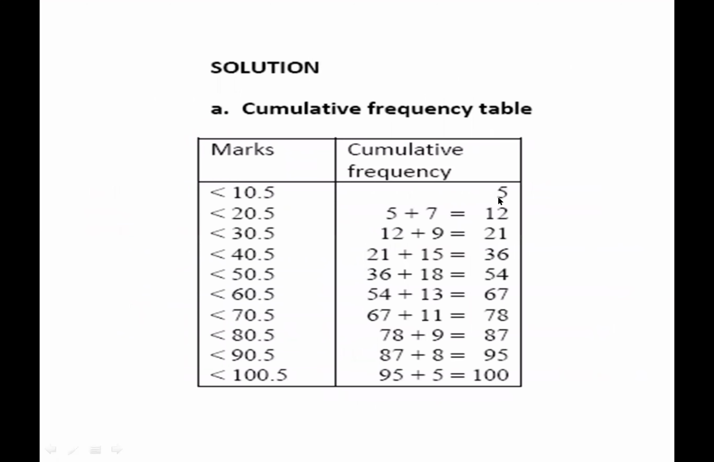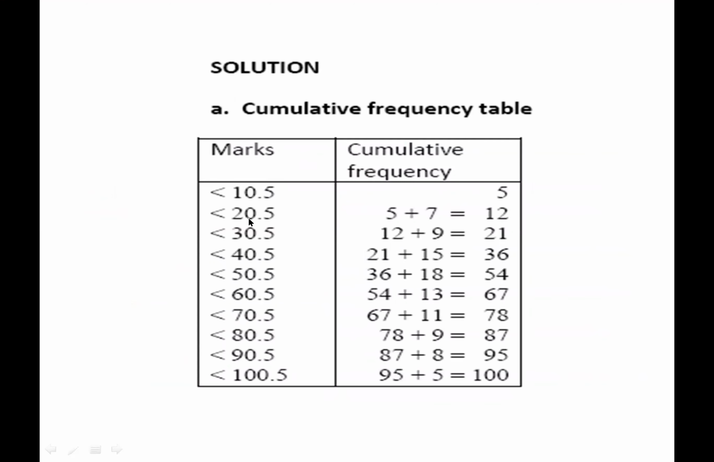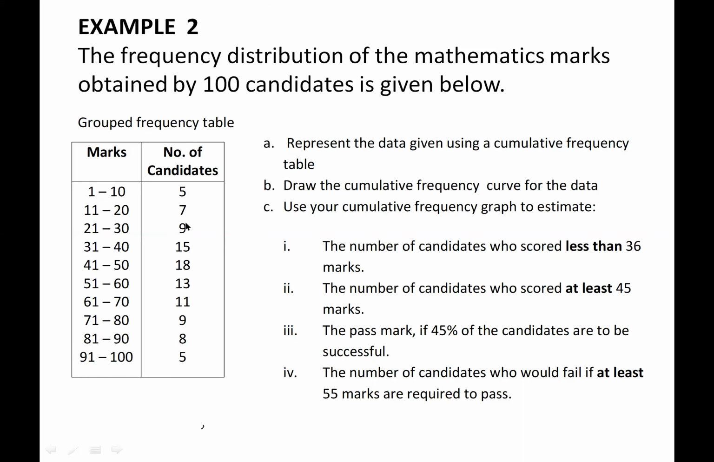So our table would reflect that. 5 candidates score less than 10.5 marks. 7 and 5 is 12. So 12 candidates would score less than, what's the boundary for this? 20.5, halfway between 20 and 21. So less than 20.5 marks, 7 and 5 will be 12 candidates scoring that. Let's do one more. This is 12 here. So 9 and 12 is 21 candidates would score, not less than 30 because we're not using limits. We're going to use boundaries.